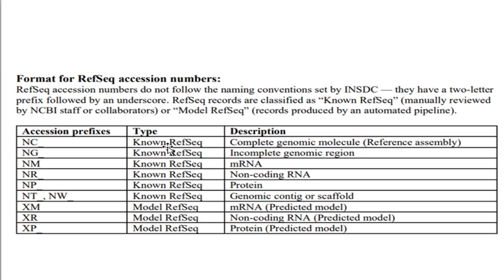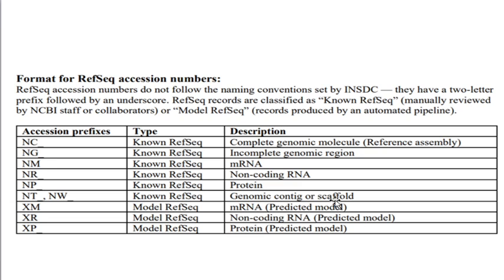These are the accession prefixes for reference sequences. NC underscore means complete genomic molecule. NG underscore means incomplete genomic molecule. NM underscore means mRNA. NR underscore means non-coding RNA. NP underscore means protein. NT underscore and NW underscore mean genomic contig or scaffold. Okay, so if sequences from scaffold sequences are submitted as reference sequences, then the sequence will start with NW or NT followed by an underscore.